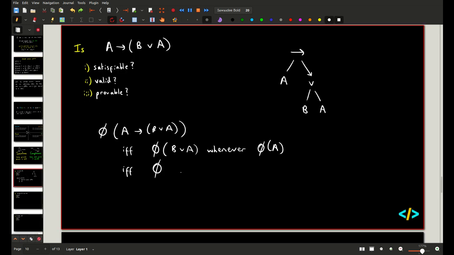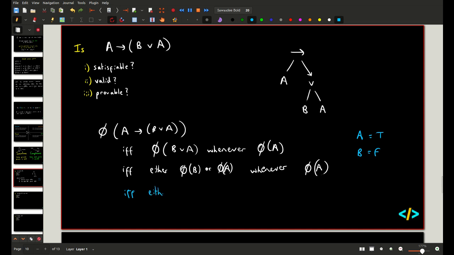So, if either phi B or phi A whenever phi A. From this we can gather this whole phi expression is true if either phi B or phi A whenever phi A. So then let's say we had a truth assignment of, I'll do this in blue actually, A equals true and B equals false.